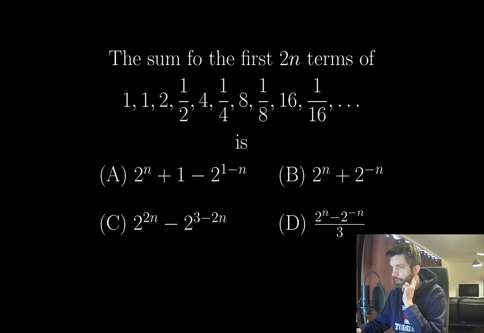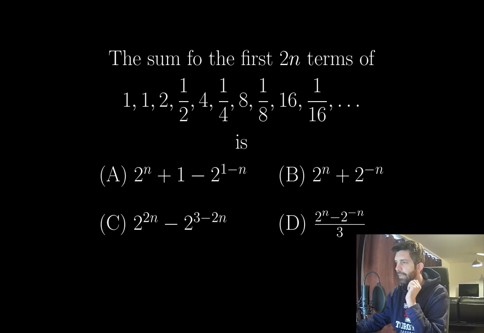All the odd terms are just powers of 2: 1, 2, 4, 8, 16. And the even terms are reciprocals of powers of 2: 1, a half, a quarter, an eighth, and so on. If I split this up into two different series, one corresponding to the odd terms and one the even terms, then they're both geometric series. They both have a first term of 1.